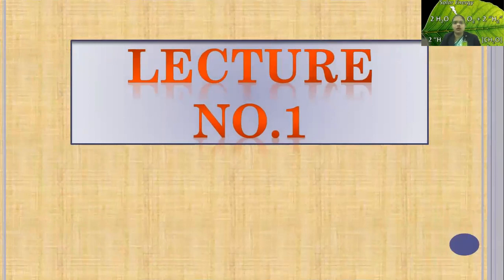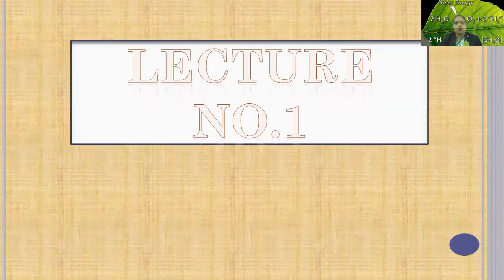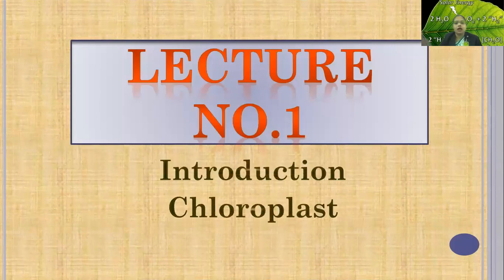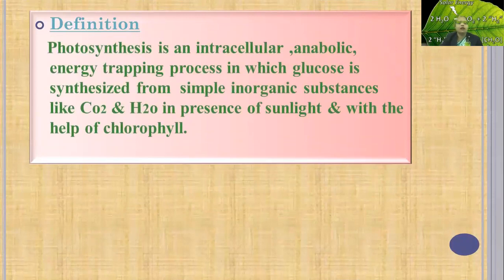So, first lecture number 1. In this lecture we study the introduction to photosynthesis and cell organelles like the chloroplast. So first, photosynthesis. The word photosynthesis is made up of two words, photo and synthesis. Photo means light and synthesis means putting together.